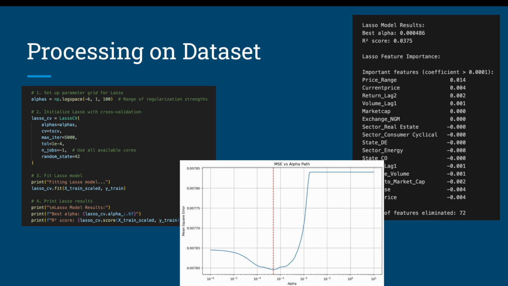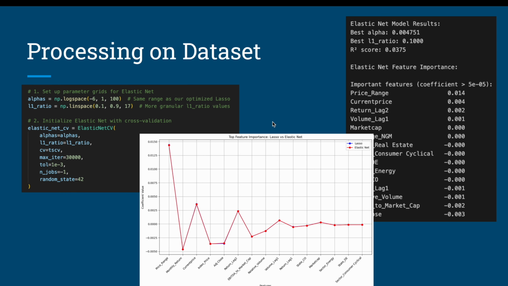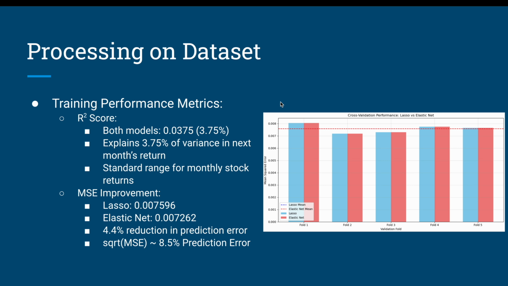So in this graph in the middle, you can see that our best alpha and our lowest mean squared error was at a value of 0.00486, and our R-squared score was 0.0375. And then for our actual ElasticNet model, we had the L1 ratio, which is a combination of L1 and L2 regularization. So it should give us slightly better performance, which is exactly what it did. But as you can see, in terms of feature importance, Lasso and ElasticNet performed very, very similar. Our best L1 ratio was 0.1 and our best alpha was 0.0047, but our R-squared score still ended up being the same.